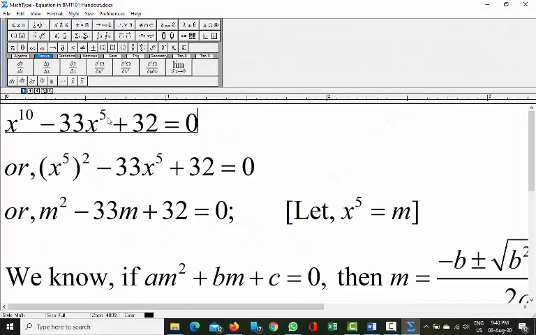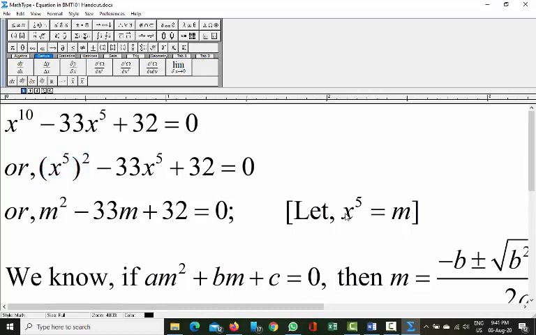Here we have x to the power 5 and here we have x to the power 10. If you have something like that, we can write x to the power 10 as x to the power 5 square, because the power inside the bracket gets multiplied by the power outside the bracket. So 5 multiplied by 2 will get our power 10 back. That way we can write it.